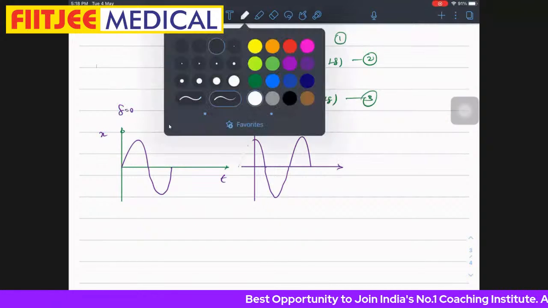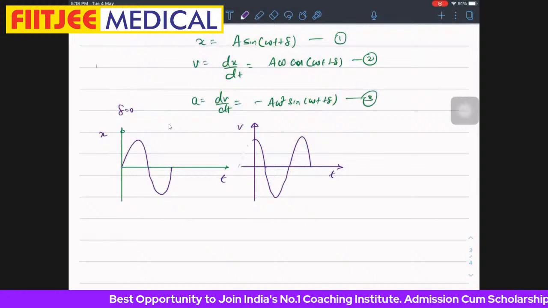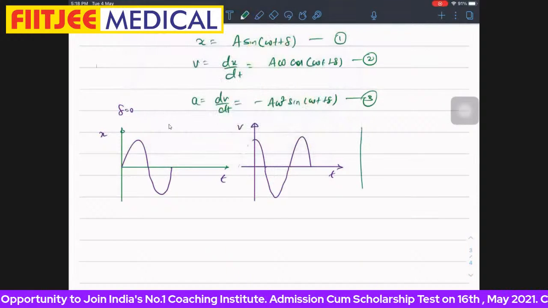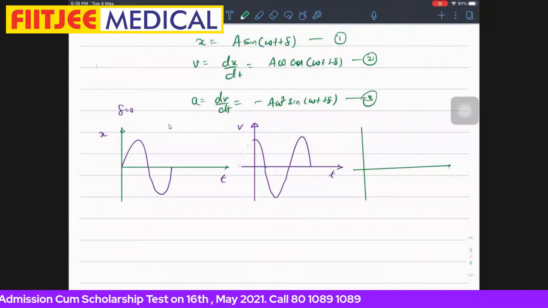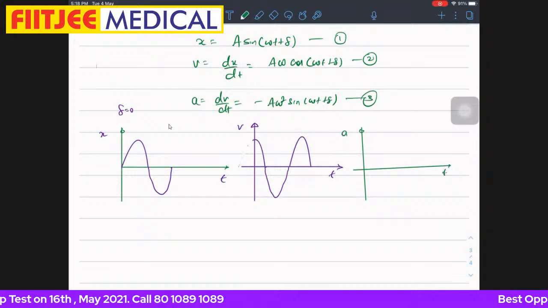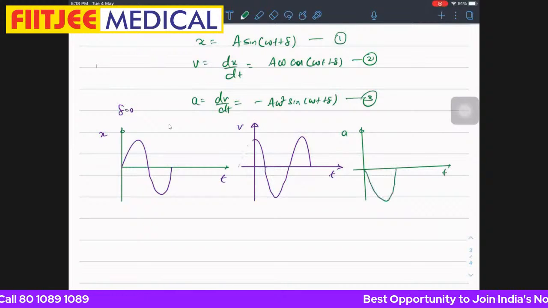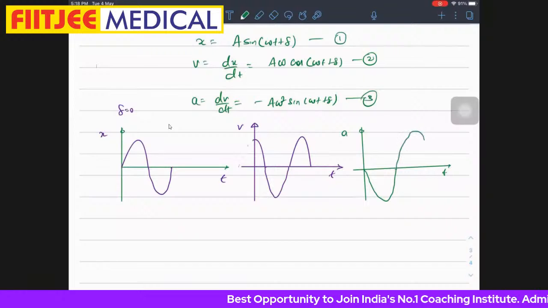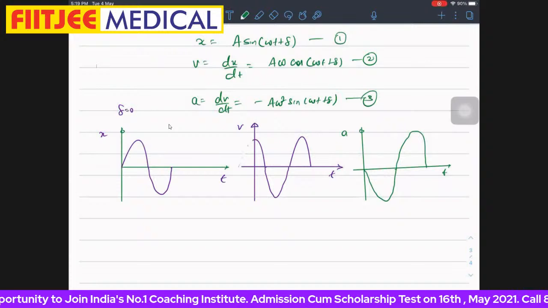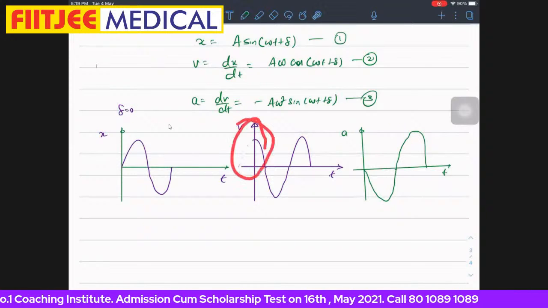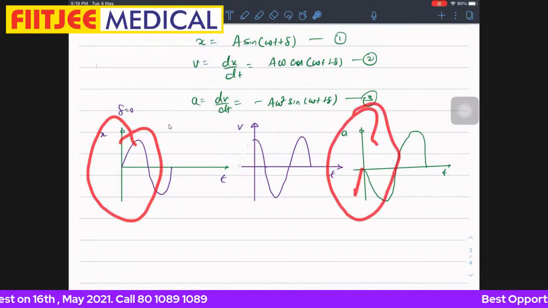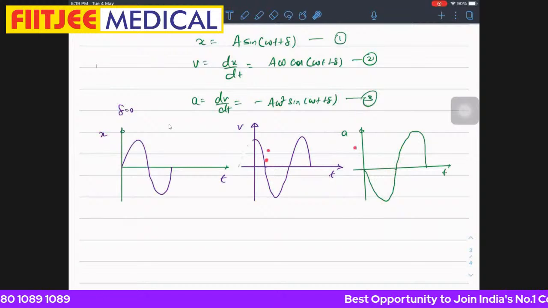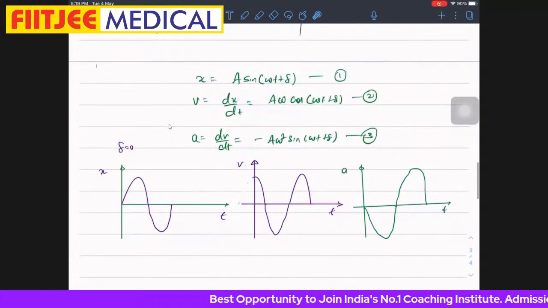If I draw the acceleration-time graph, this was the VT graph. See, this is acceleration, this is time. Here a minus sign is there, so it will start from the negative direction. So this is the difference. If you see this, you can say the phase difference between the velocity and the position is pi by 2. The phase difference between position and acceleration is pi. The phase difference between velocity and acceleration is pi by 2. So these were the equations of motion for the SHM.